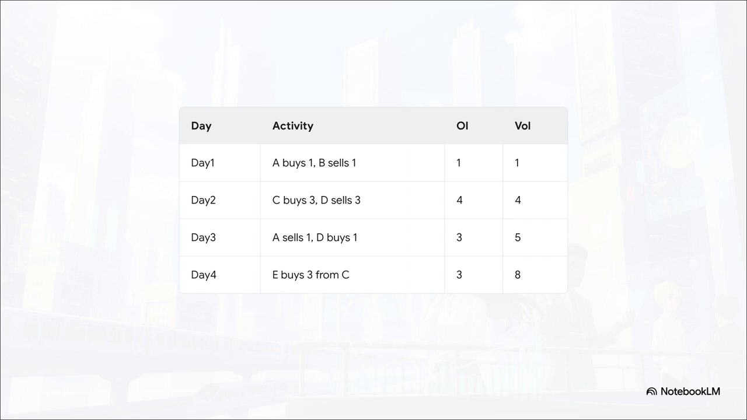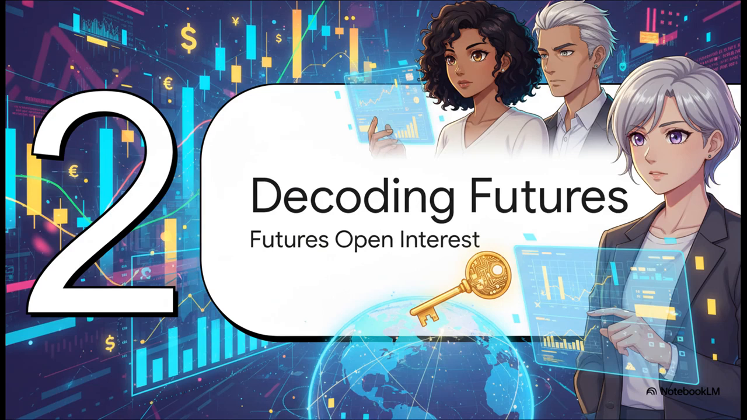But watch day 3 really carefully. Traders A and D decide to square off their old positions. Because they exited, open interest actually drops back down to 3. However, since a transaction happened to close those trades, volume ticks up to 5. And day 4 is the perfect illustration of that transfer mechanic we talked about. Trader C wants out, so he sells his 3 contracts to a totally new guy, Trader E. The open interest stays absolutely flat at 3 because the active contracts just changed hands, but the volume jumps to 8 because 3 brand new transactions took place. Make sense?